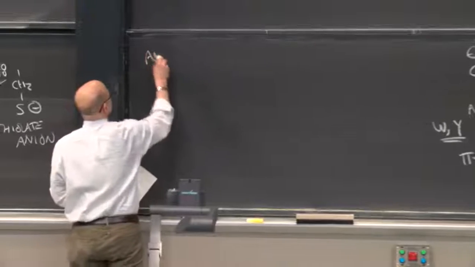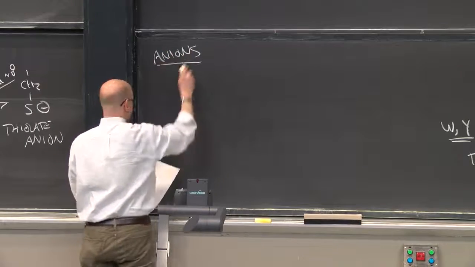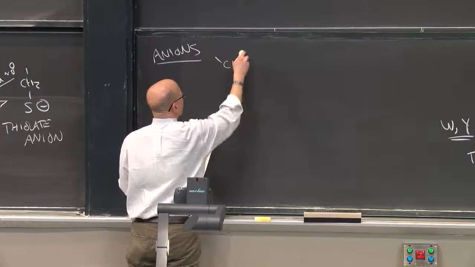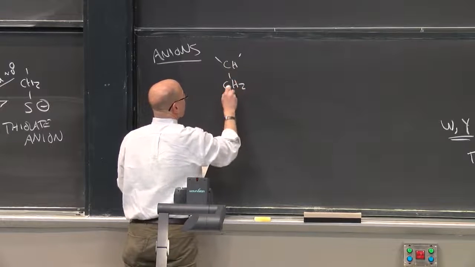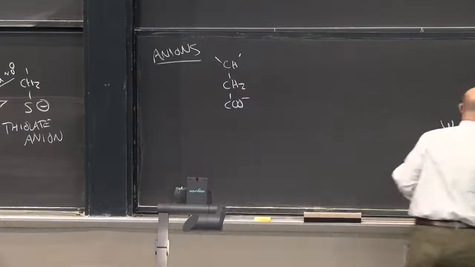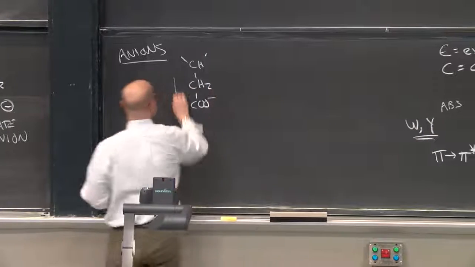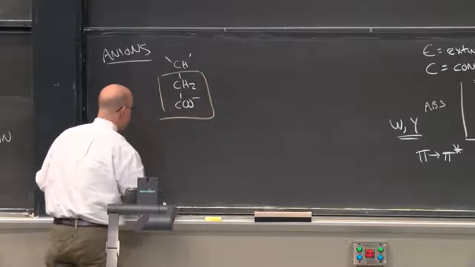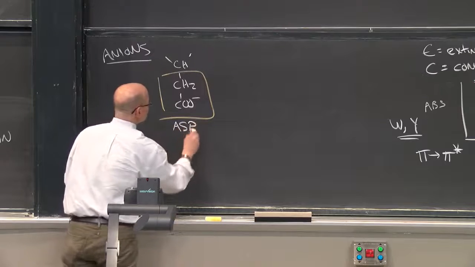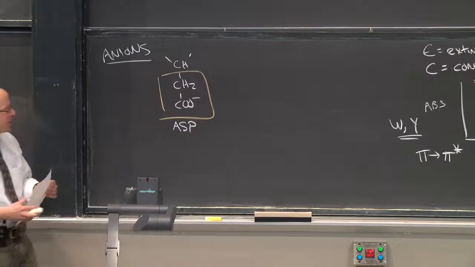R groups, anions. There are two anions that we have to be concerned about. And the easiest one, the side chain, is just our old friend acetate. And this is called aspartate, Asp. Now we're in trouble, right?